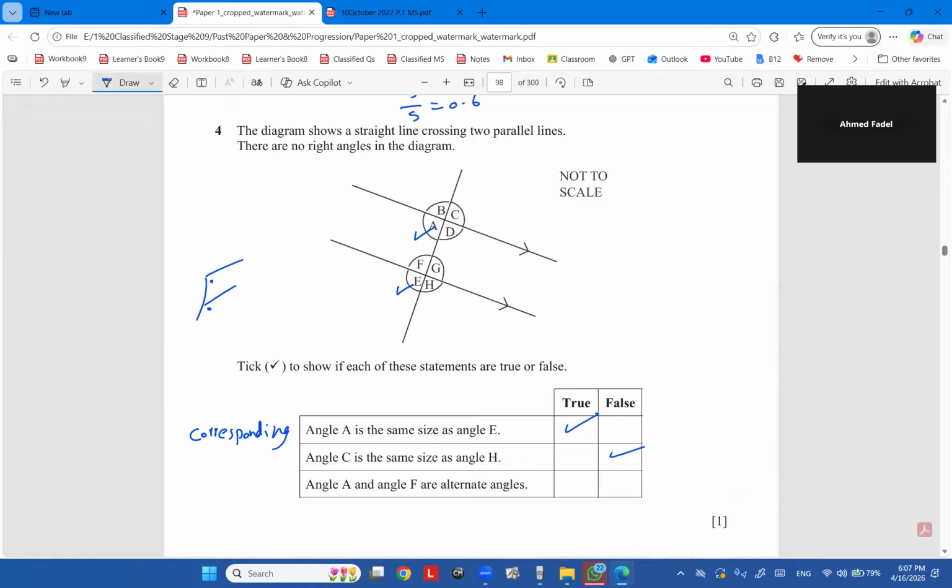All right, next. Angle A and angle F are alternate angles. So A, which is this, and F. Are they alternate angles? False. They are co-interior angles. I know that they did not request from you to fix the mistake, but I'm just explaining it to you. Shaped like this, two sides are parallel. These two angles add up to 180.